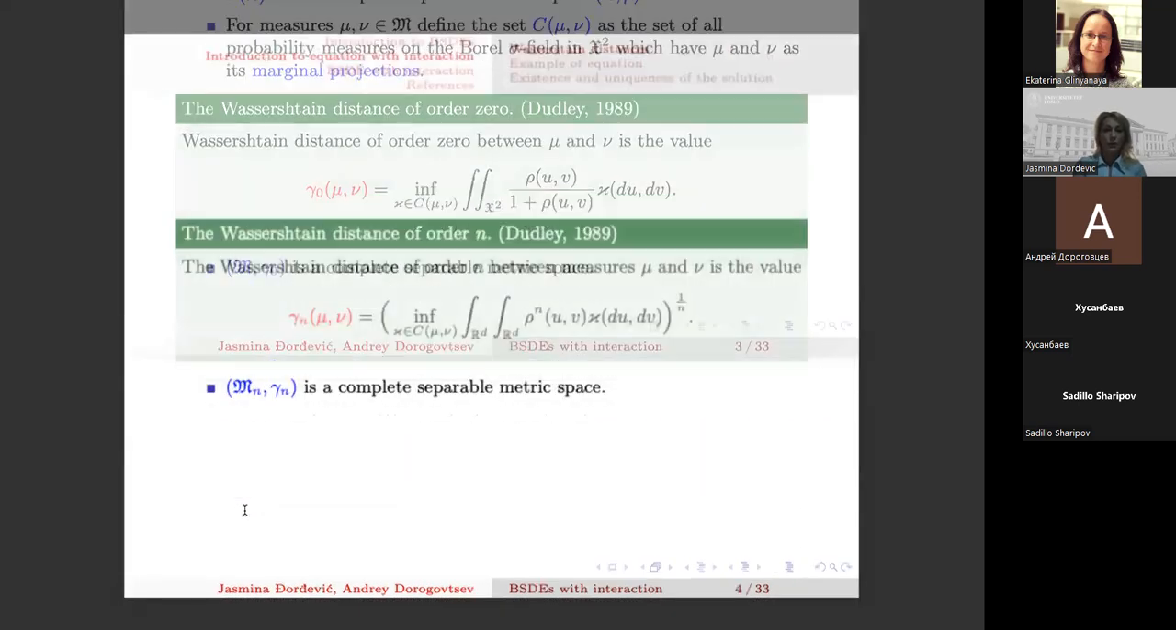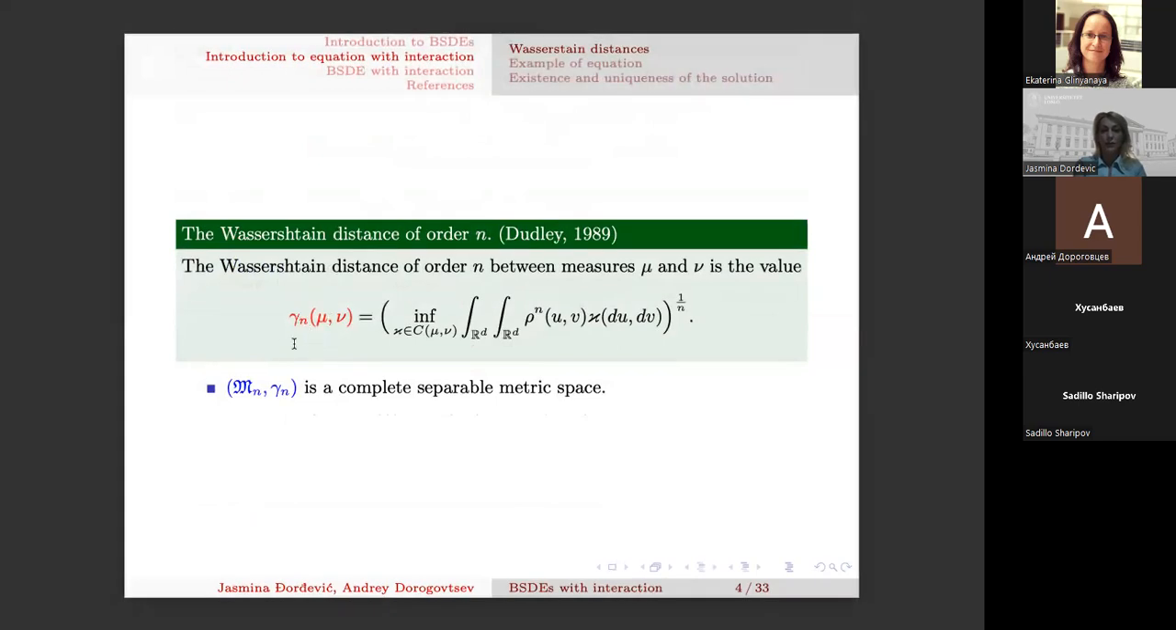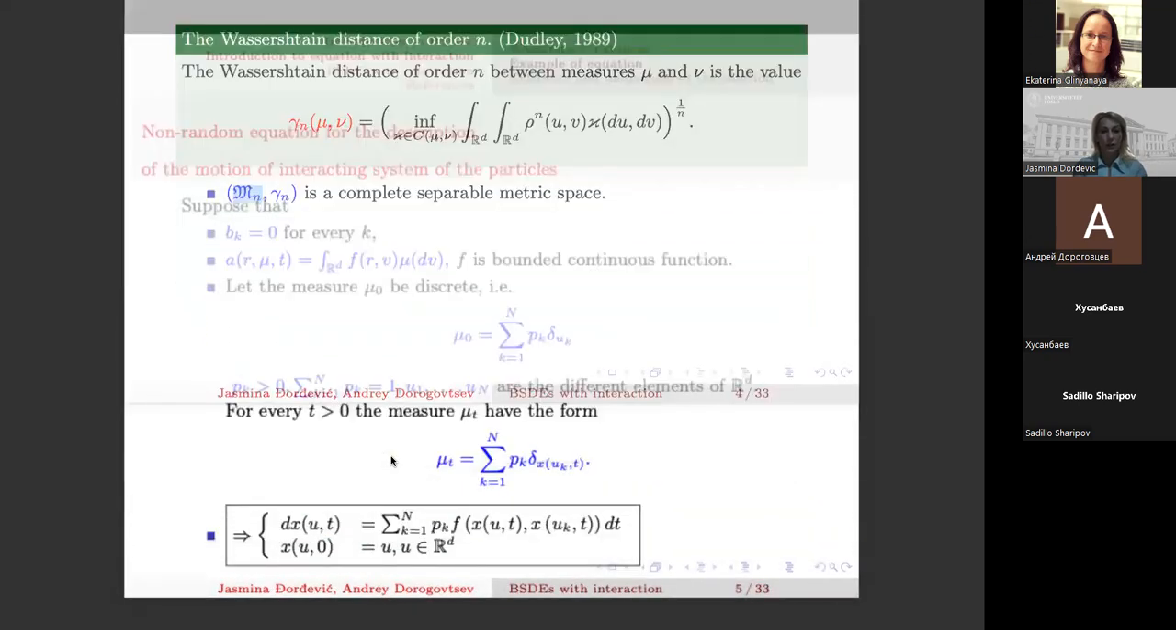In accordance with this, we also have the Wasserstein distance of order n between two measures, given by this equality. The expression is similar, but with the power n replacing the ratio in the previous case. Again, this Wasserstein distance of order n, together with the space M_n, is a complete separable metric space. We will need both of these definitions in all the estimates for this topic.